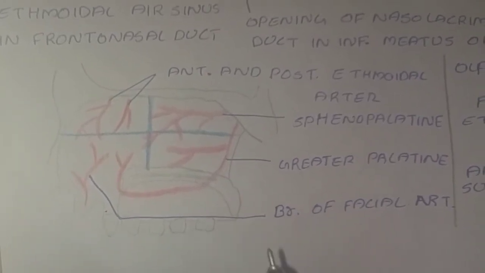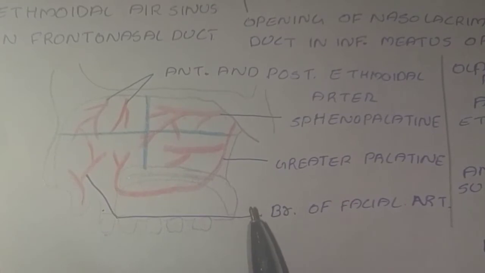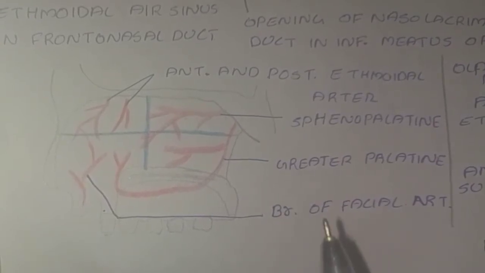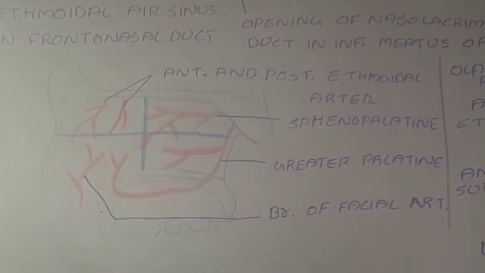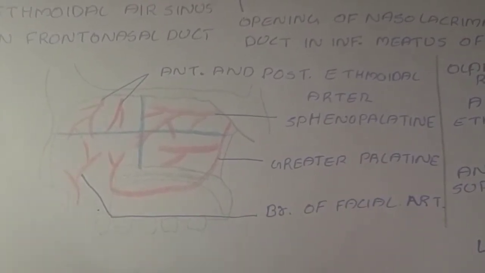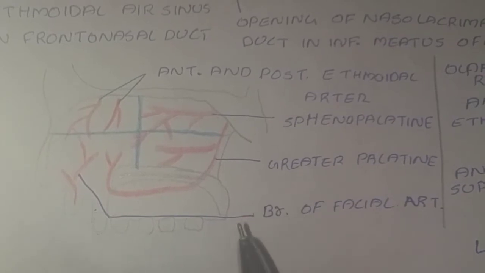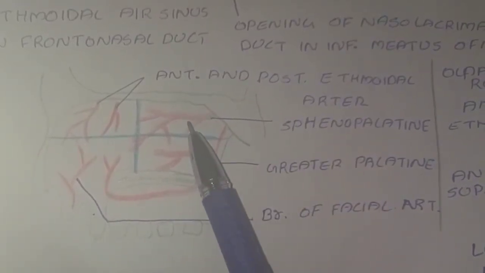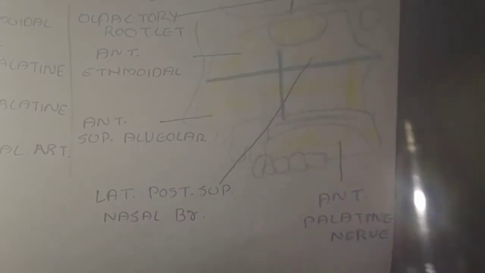And this artery pierces the perpendicular plate of the palatine bone and passes upward through the incisive fossa. And the posterior superior part is supplied by the branches from the sphenopalatine artery, which is shown here. And now for the nervous supply.